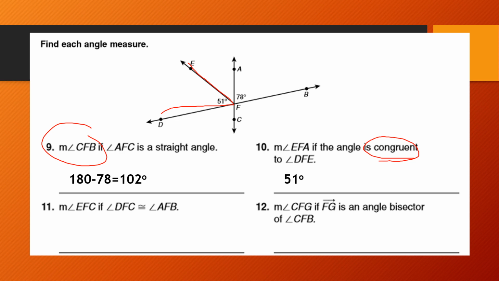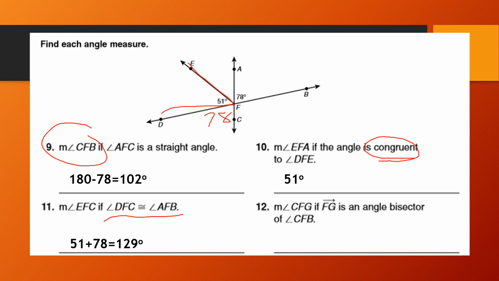And then in 11, we have the measure of angle EFC, knowing that angle DFC is congruent to angle AFB. This is what we were talking about with needing to be able to read geometry. All this is telling you is that these two things are equal. So then you would go to angle AFB. You see that that's 78, so DFC is also 78. We label that in our picture. And then from there, you're going to add them up because EFC is that whole thing.